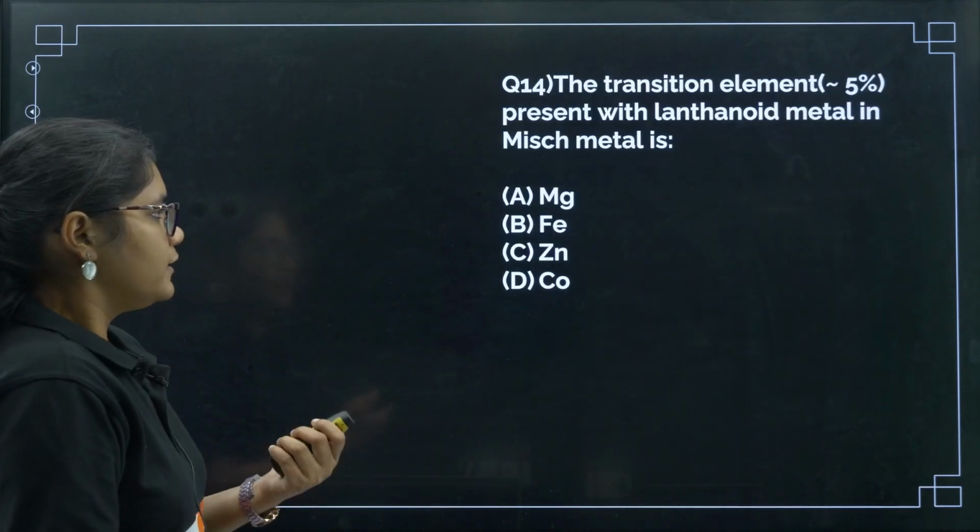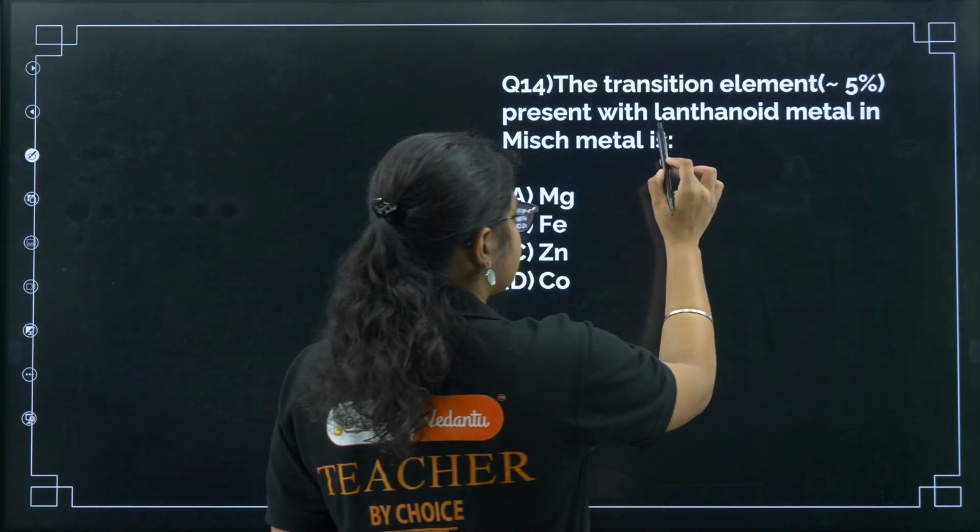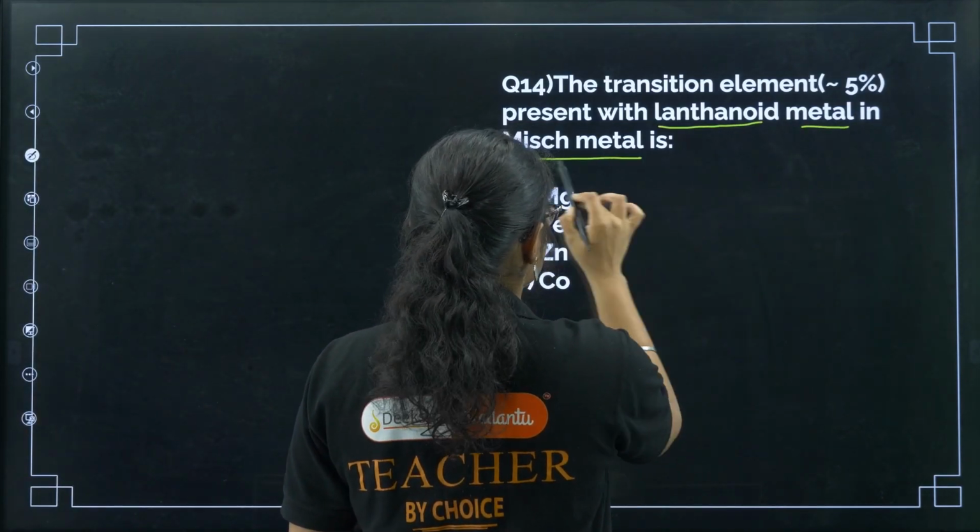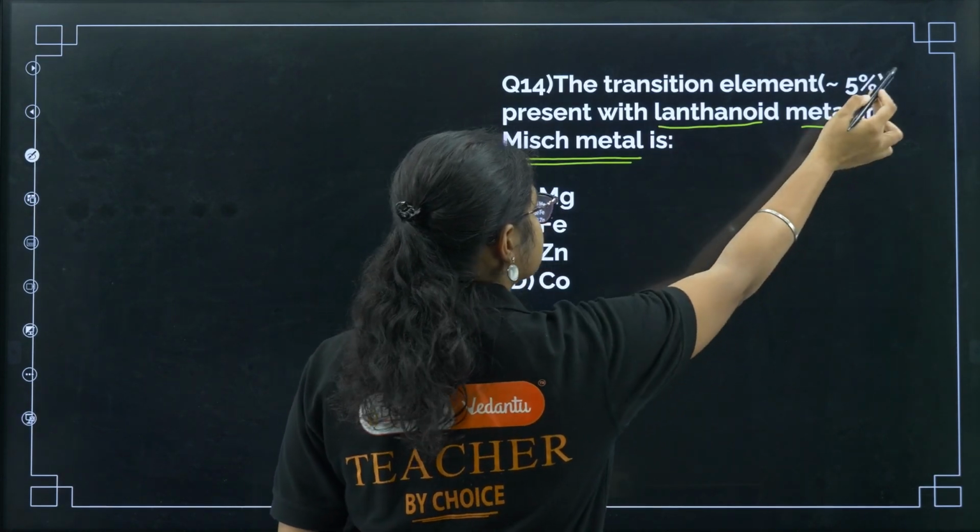Okay. Next question, the transition element present in lanthanoid metal, mischmetal. So this is an alloy of lanthanoid. So 5% is which one?